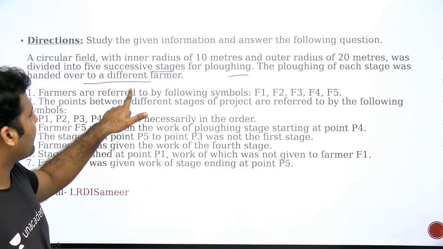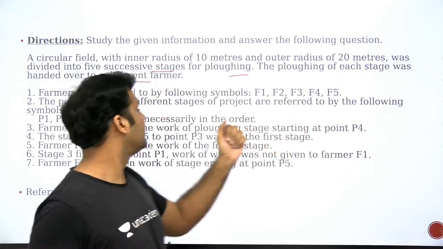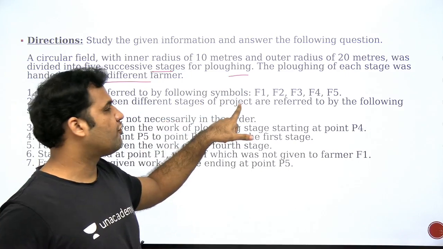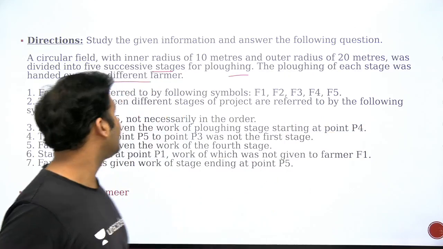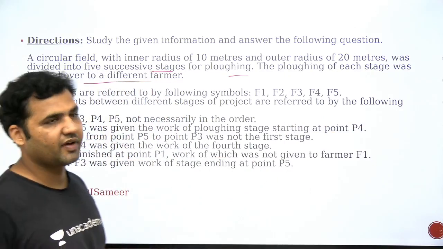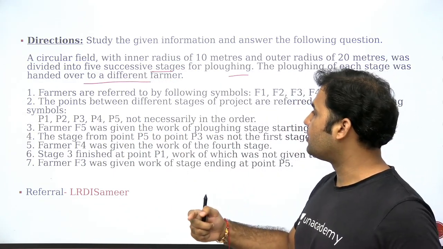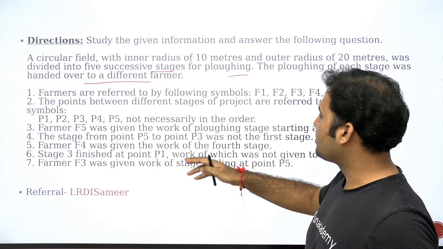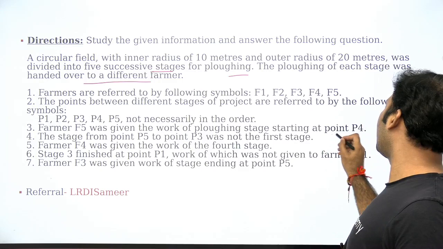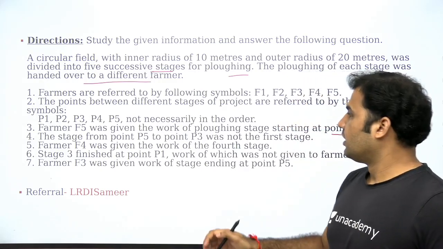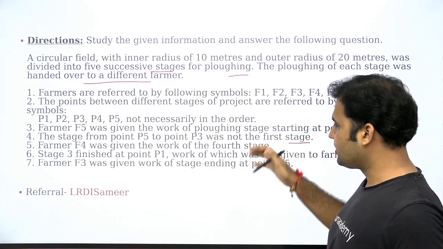Farmers are referred to by the following symbols: F1, F2, F3, F4, F5. So there are 5 farmers. The points between different stages of project of ploughing, the ploughing is called a project, are referred to by the following symbols: P1, P2, P3, P4, P5. So 5 projects, 5 farmers, and they are supposed to be in continuity, right? Stage 1, stage 2, stage 3, and so on. Farmer F5 was given the work of ploughing stage starting at point P4. The stage from point P5 to point P3 was not the first stage, and so on.